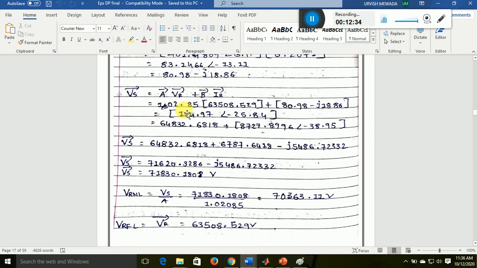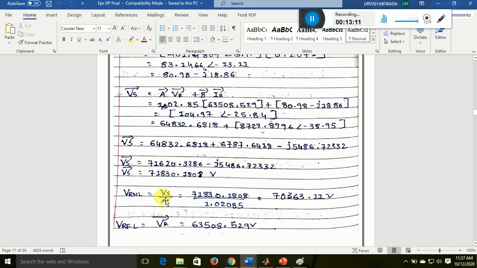Now Vs is equal to, we are having the equation, that is A into VR plus B into IR. So we have all the values of A, VR and B, IR. So after solving these values, we will get 864,832.6818 plus 8727.8996 at angle minus 38.95. So Vs will be, after solving this, 71830.180 at angle 180 volt.